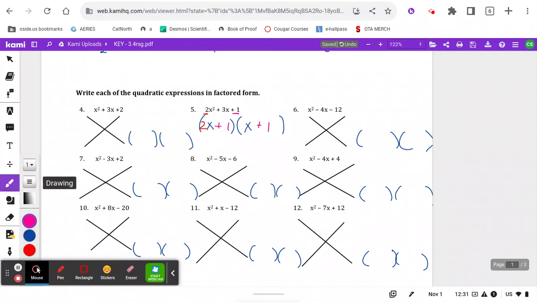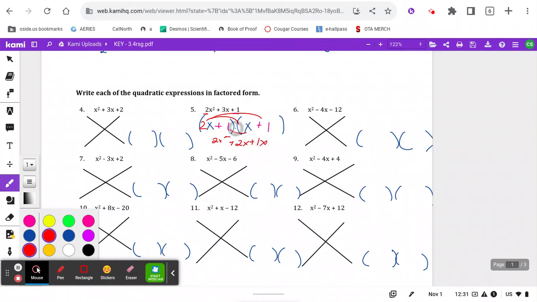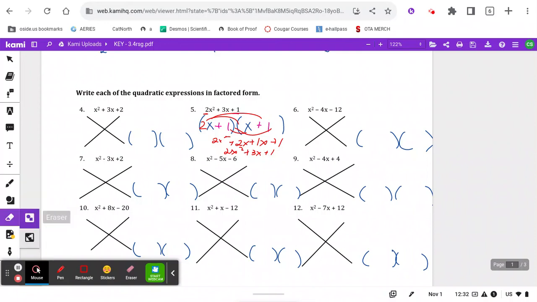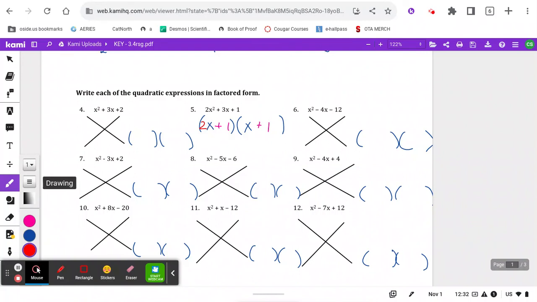So now we test it out to see if we like our answer. 2x times x is 2x squared plus 2x plus 1x plus 1, and that gives me 2x squared plus 3x plus 1. So I just FOILed it to check my answer, and my answer was correct. So these factors had very limited possibilities, meaning that 2 times 1 made 2x squared and 1 times 1 made 1. So it made these factors kind of easy to get, but sometimes they're not so easy, and I will teach you a couple of strategies in this chapter for how to factor when this coefficient is greater than 1.